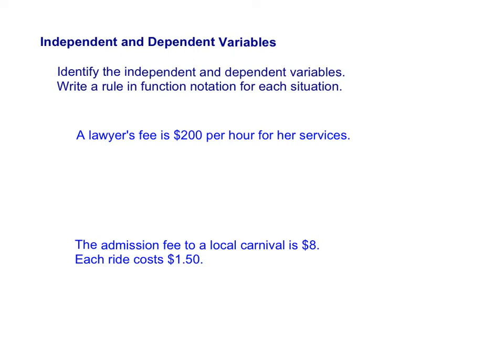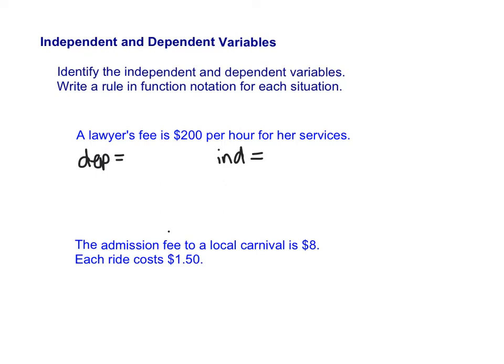All right, in this example video, we're going to look at identifying the independent and dependent variables, but we're also going to write a rule and function notation for each situation. So our first example is a lawyer's fee is $200 per hour for her services. So first we're going to determine the dependent and independent variables.